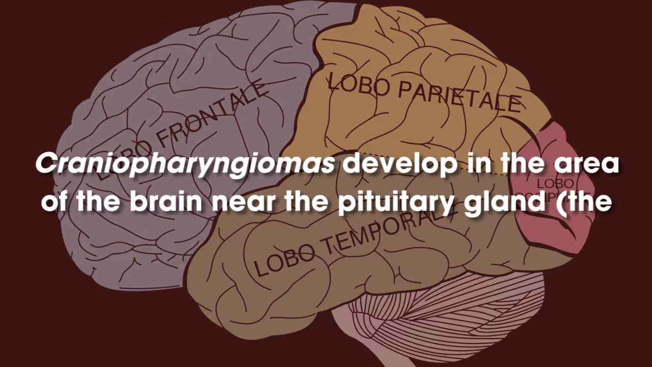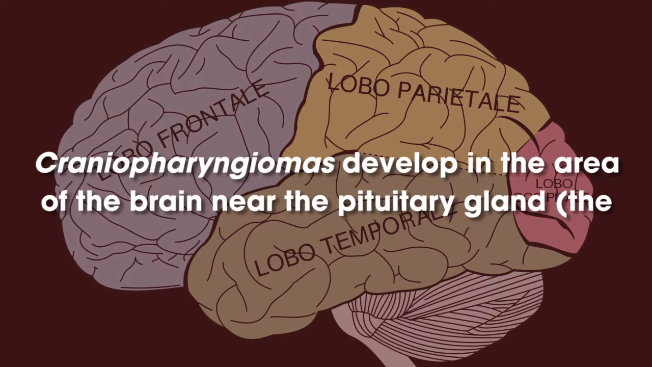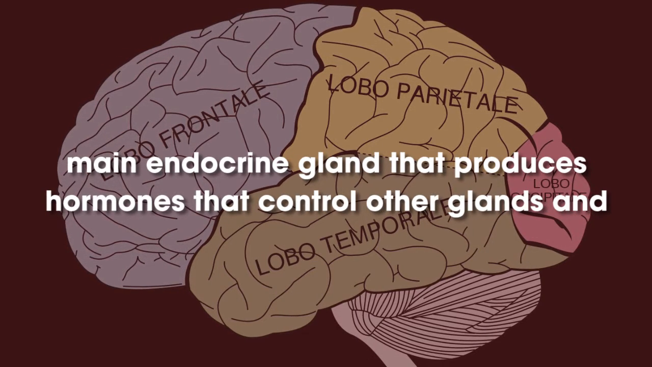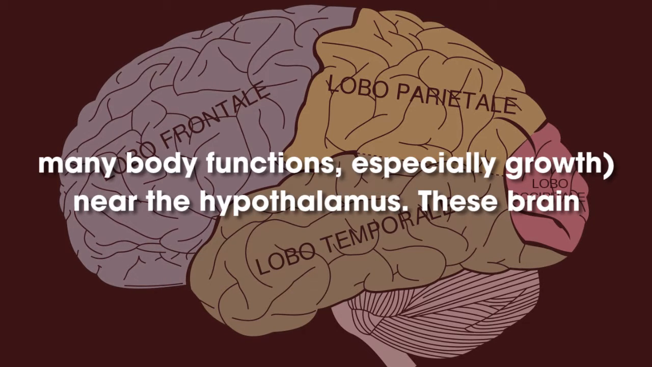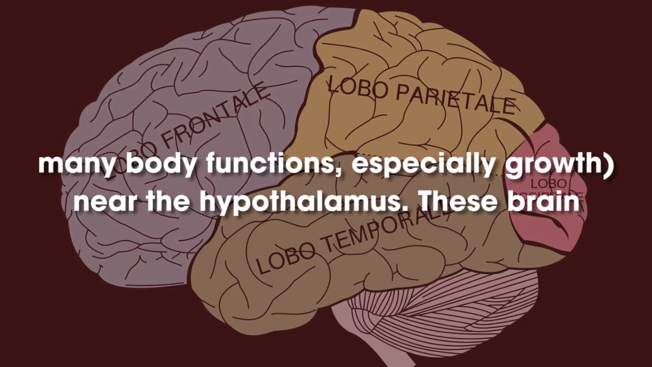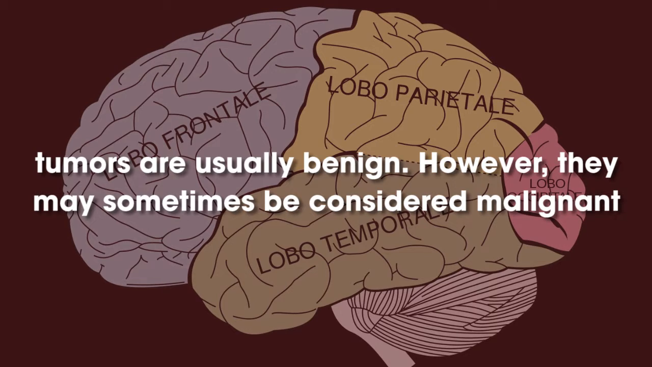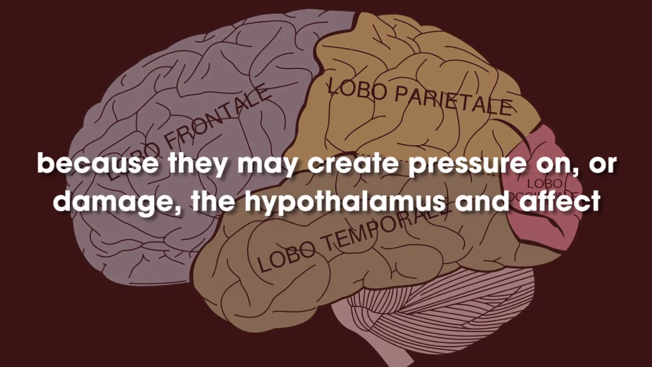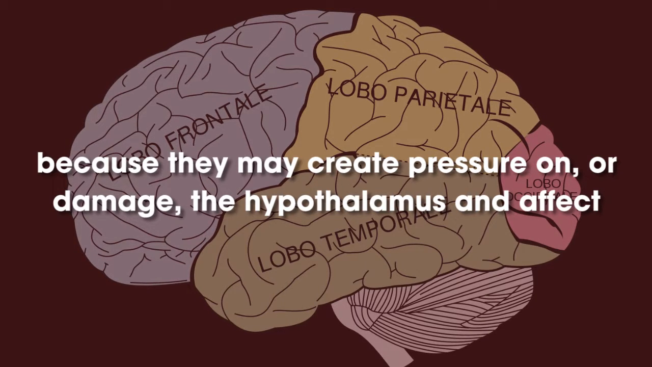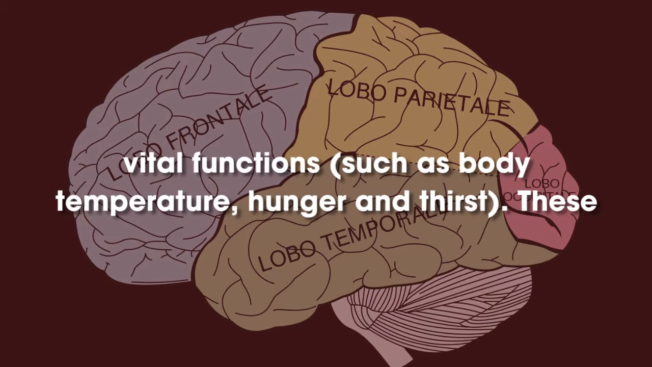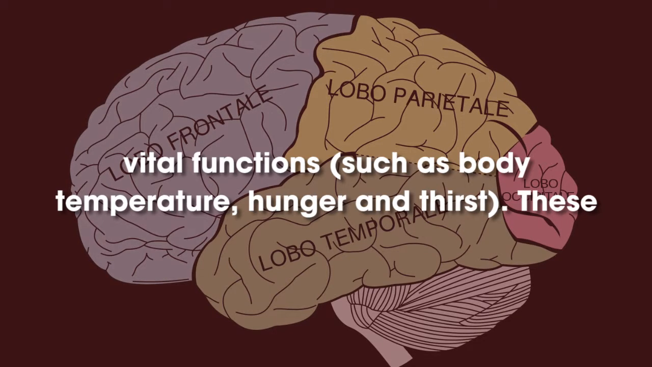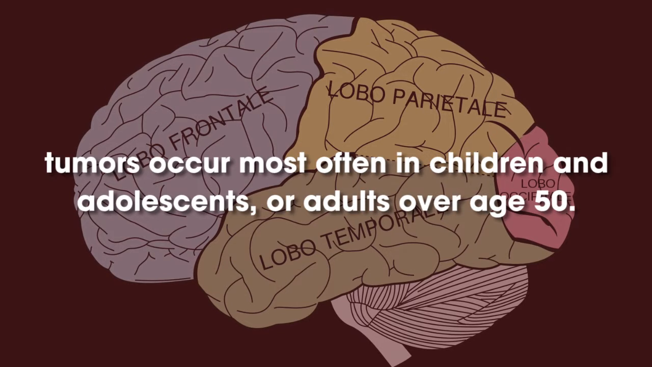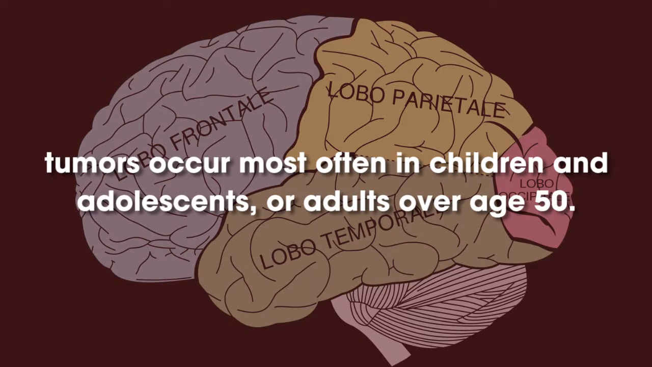Craniopharyngiomas develop in the area of the brain near the pituitary gland, the main endocrine gland that produces hormones that control other glands and many body functions, especially growth, near the hypothalamus. These brain tumors are usually benign. However, they may sometimes be considered malignant because they may create pressure on, or damage, the hypothalamus and affect vital functions, such as body temperature, hunger and thirst. These tumors occur most often in children and adolescents, or adults over age 50.